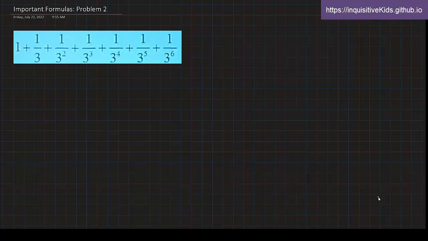Alright, so here is problem 2. 1 plus 1/3 plus 1 over 3 squared plus 1 over 3 cubed plus 1 over 3 to the 4th power plus 1 over 3 to the 5th power plus 1 over 3 to the 6th power. And all of these added together, we're trying to find what it equals.